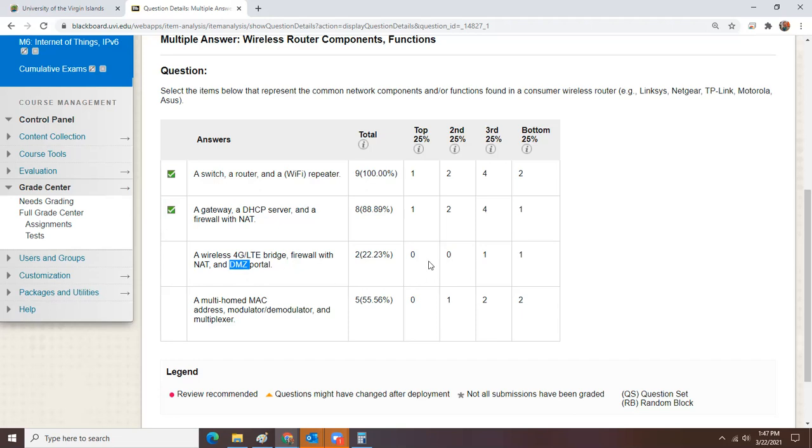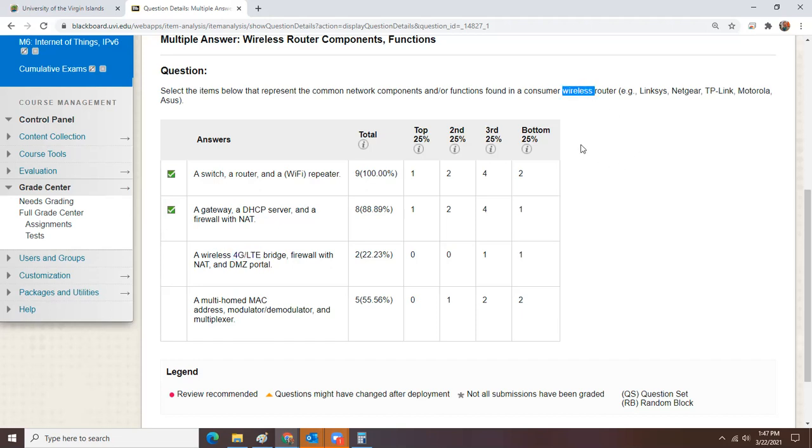Some selected this, but the kicker there is whenever we talk about 4G and LTE, we're not talking about Wi-Fi or home wireless. We're talking about cellular phone service. So those are always going to be bogus distinctions that you want to watch out for. And yes, cellular can be considered a type of wireless, but it's a different standard altogether.